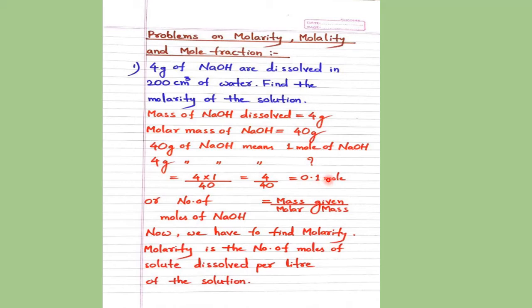Or using the formula method, number of moles of NaOH is equal to mass given divided by molar mass. This is the mass given, how much you are dissolving, divided by the molar mass of that substance, which gives you the number of moles. Either you go by this direct method or the usual traditional method, left to you, whichever is convenient, but let us do it correctly. So 4 gram of NaOH means it is 0.1 mole. Now we have to find the molarity.